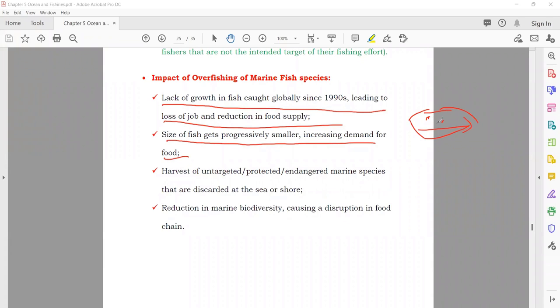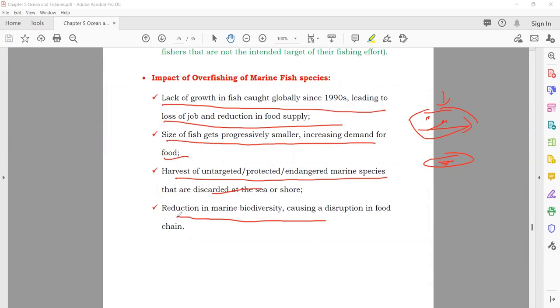After that, it becomes healthy, or you can say a proper fish. But for that, you have to wait. But if people need food and search for the fish everywhere, there's no place to hide, so they will take even the younger fish, and you will find small-size fish in the market. After that, harvesting of protected, endangered marine species. There are some species that are low in quantity, and maybe you will not find them. They will be endangered, meaning fewer in numbers.